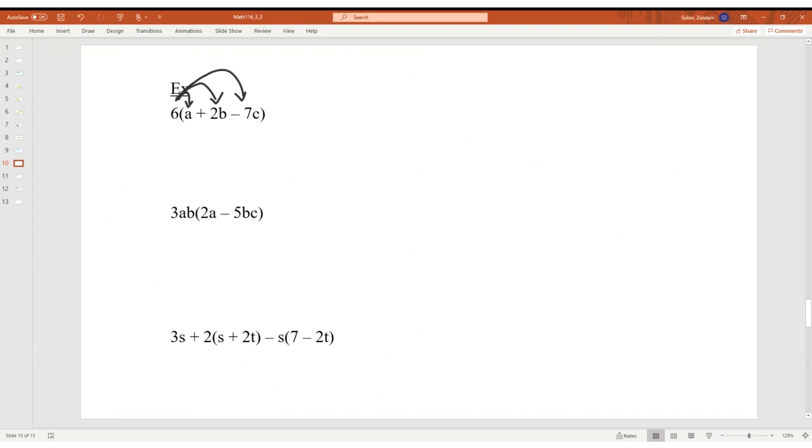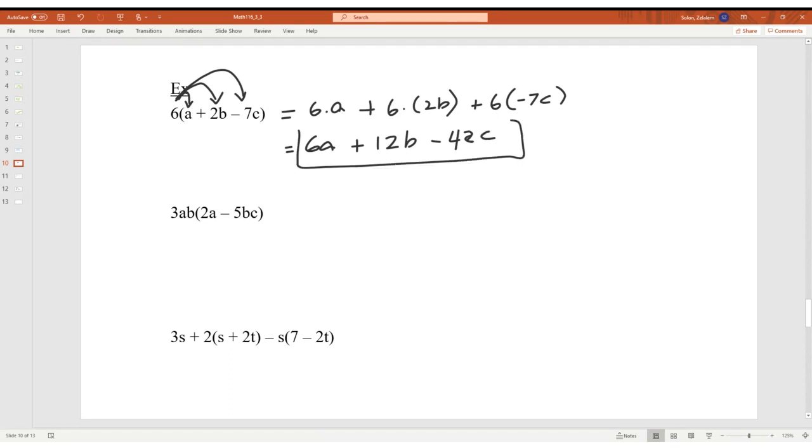So 6 multiplies A, then again 6 multiplies 2B, then 6 multiplies negative 7C. That's what the distributive property says. So 6 times A is 6A, 6 times 2 is 12, so 12B. 6 times negative 7 is negative 42C. So that's the final expression. Just distribute over the expression inside the parentheses, so 6 multiplies each one of them.